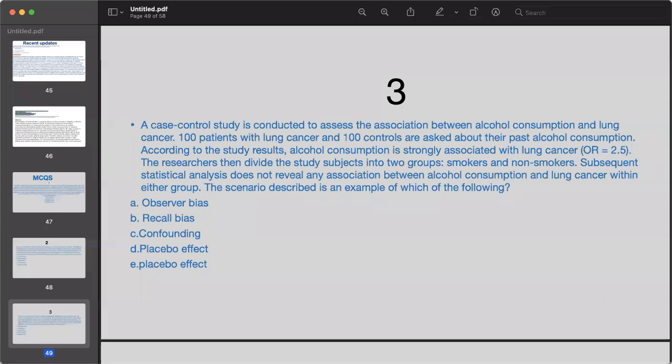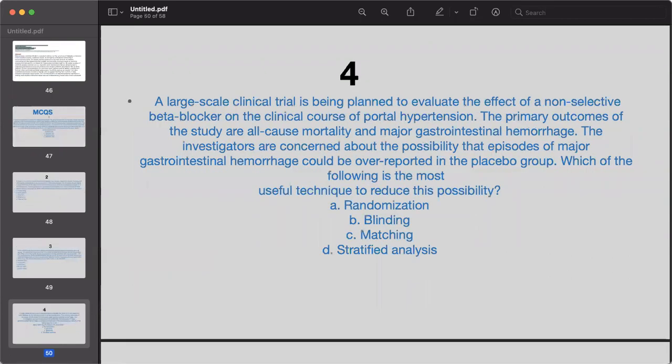Third, a case control study is conducted to assess the association between alcohol consumption and lung cancer. 100 patients with lung cancer and 100 controls are asked about their past alcohol consumption. According to the study results, alcohol consumption is strongly associated with lung cancer. Odds ratio is 2.5. The researchers then divide the study subjects into two groups, smokers and non-smokers. Subsequent statistical analysis does not reveal any association between alcohol consumption and lung cancer within either group. The scenario described is an example of which of the following: A, observer bias; B, recall bias; C, confounding; D, selection bias; E, placebo effect. It's C, confounding.